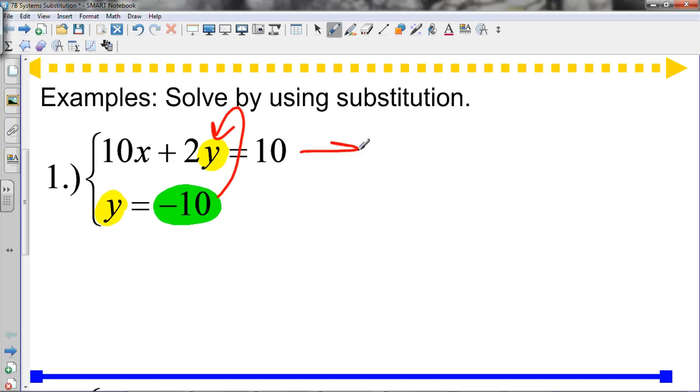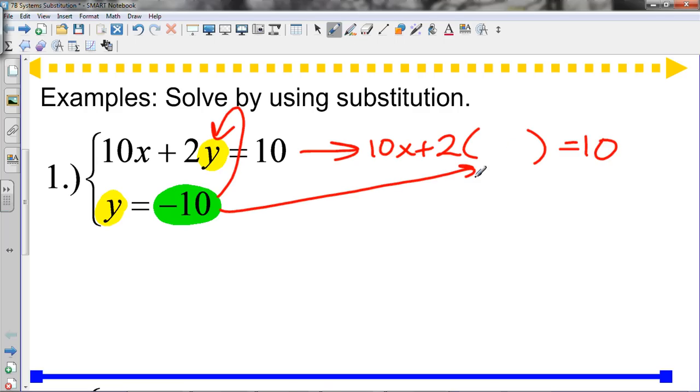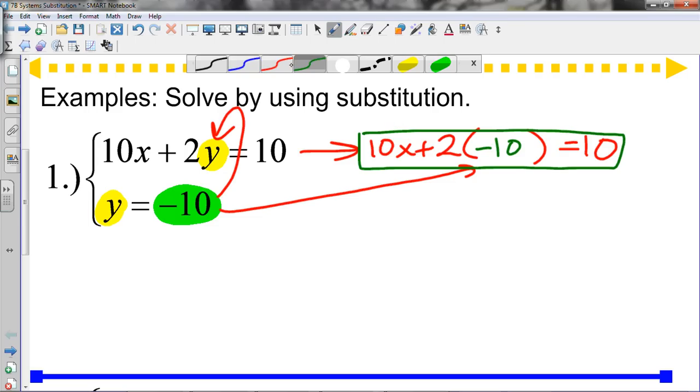So I'm going to rewrite the top equation as 10x plus 2 times something equals 10. So instead of writing y here, I'm going to plug in -10. So -10 goes right here because -10 is the same as y. Now notice we have one equation with one variable, okay? And this we can solve. So let's go ahead and solve that.